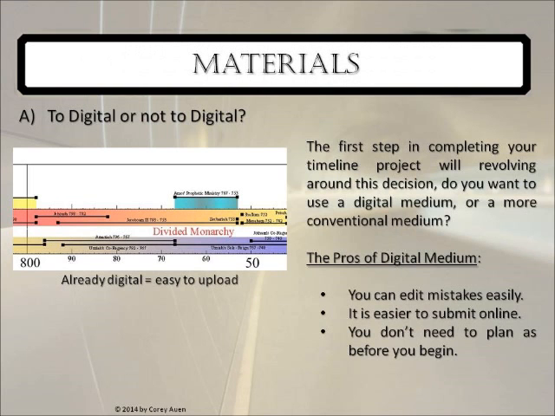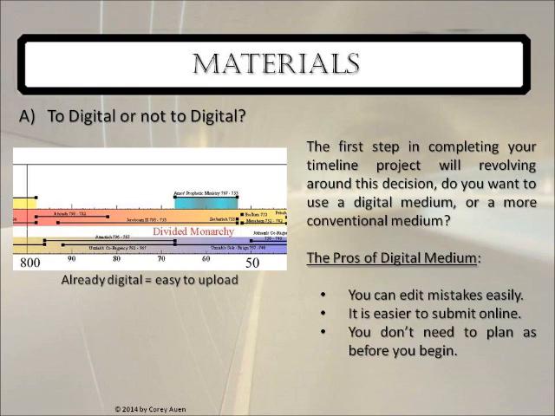So one of the first questions you're going to have to wrestle with is, how do I make this timeline? And specifically, you're going to have to ask the question, do I make this timeline digital, or do I make it solid state? Do I make it something physically that I can touch with my hands, or is it something that only exists on a computer? And so let me just break down really quick some of the pros and cons of either one of these mediums.